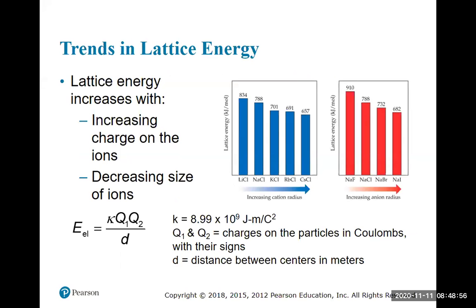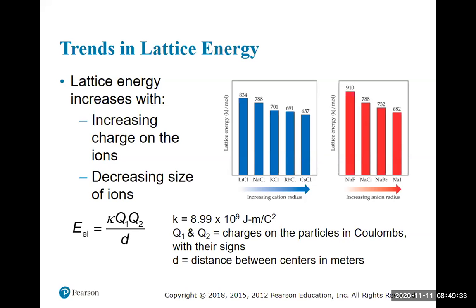When we look at lattice energies, lattice energy tends to increase with the charge on the ions. In other words, a cation and anion that are both +1 and -1 charge are going to have a lower lattice energy than one that would have +2 and -2 charges on the ions. The other thing is the lattice energy increases with decreasing size of the ions. And both of those make sense.